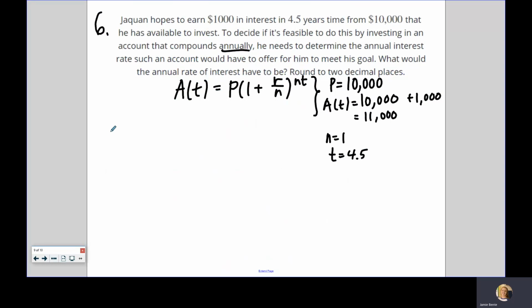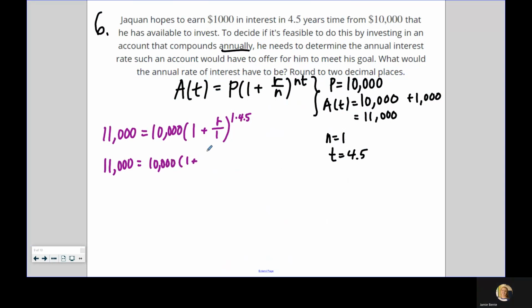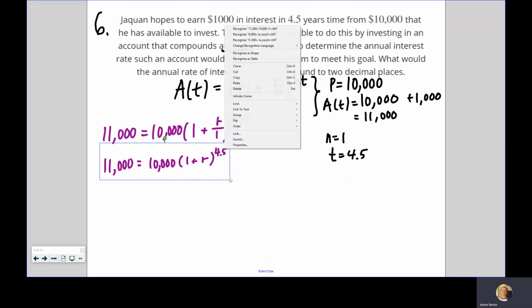All right, so let's plug in what we know. So we have A of T is 11,000 equals principal was 10,000. That's how much he originally invested. Times 1 plus, we do not know R. We know N is 1. And we know that N times T, that's going to be 1 times 4.5, which is just 4.5. We know that R over 1 is just R. We'll go ahead and simplify that as well.